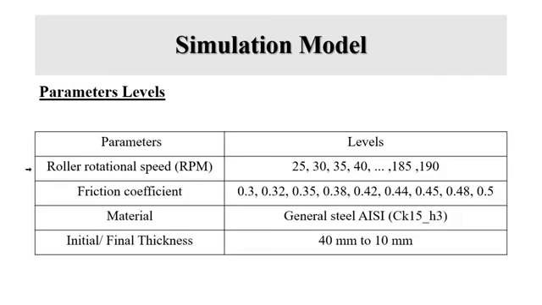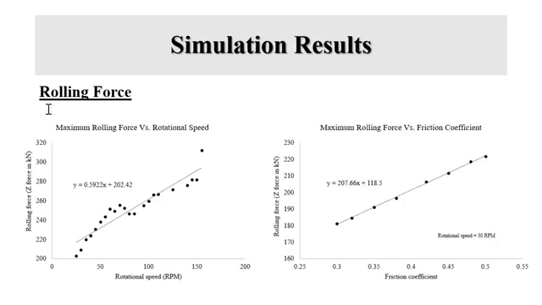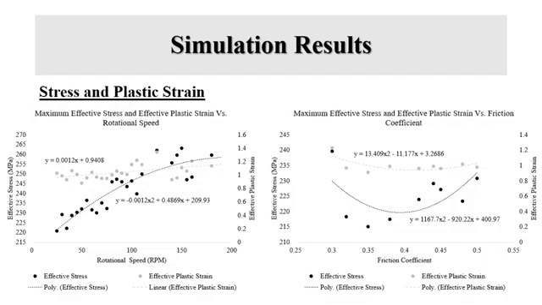As for the parameters, we did change the roller rotational speed and the friction coefficient. The material was one of the ones in the library of Simufact Forming, and the initial and final thickness was 40 to 10 mm. So the results: the rolling force did exhibit almost a linear relationship with the two varied parameters. We would say that intermediate values here are the best, because you don't really want very high rotational speed or very low or high friction coefficients.